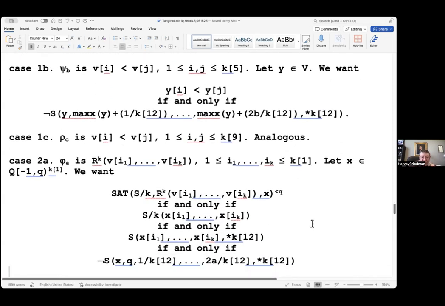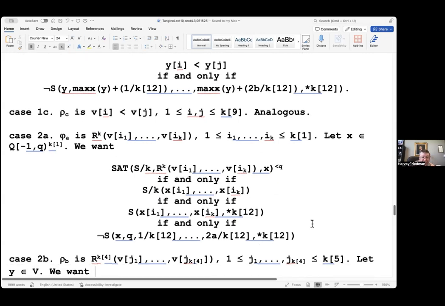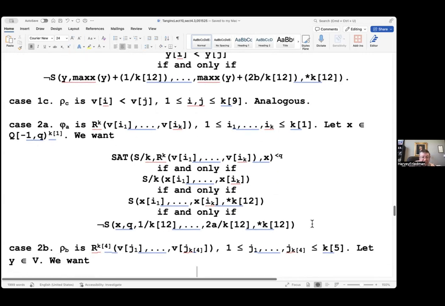Then the other atomic formula looks like that. Remember, you don't have equality. The other atomic formula looks like that, and then down here you make sure that the blockers of this are just the tuples of smaller max with this.